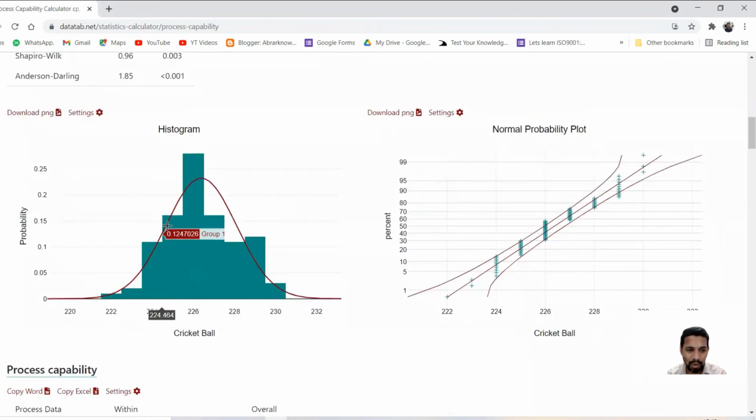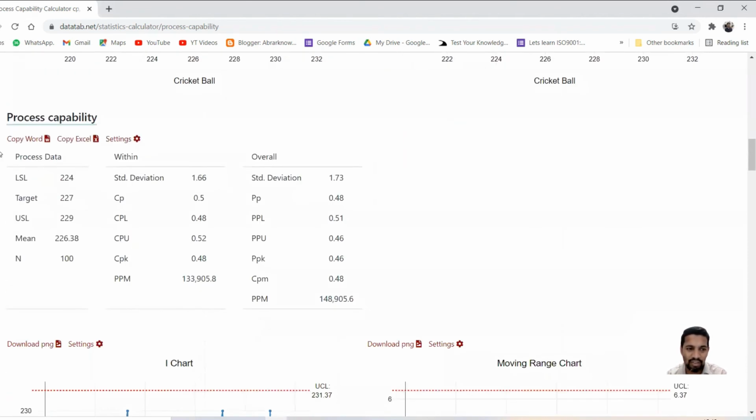So let's say this is the probability chart, right? Mostly the values are here, away from the center, and normal probability one. We can also download this as PNG and all that. And this is very important and critical information which we are looking for. For example, LSL 224, target 227, USL 229, and mean value 226.38.